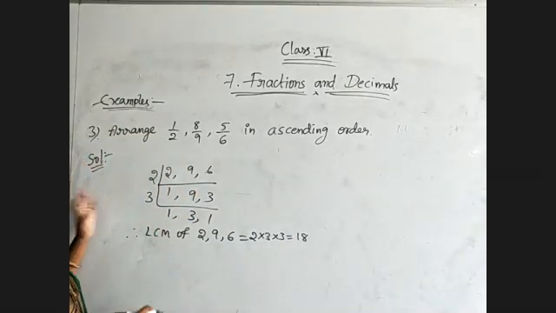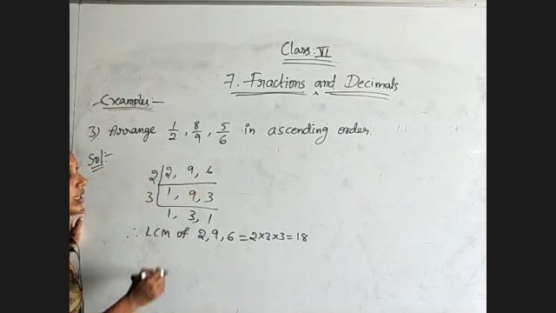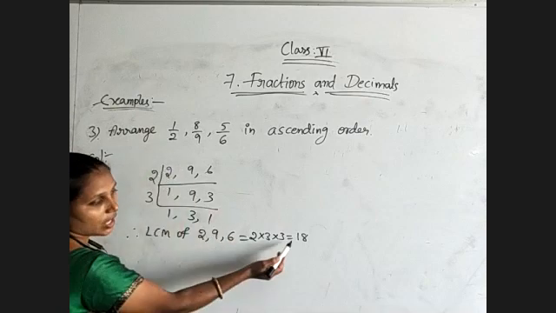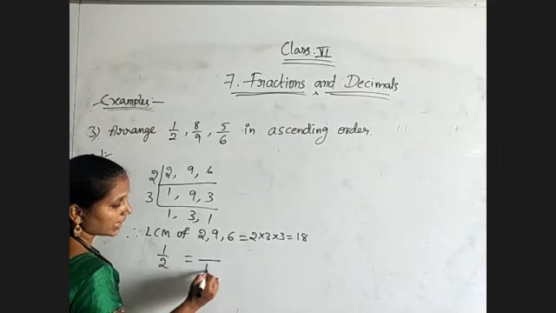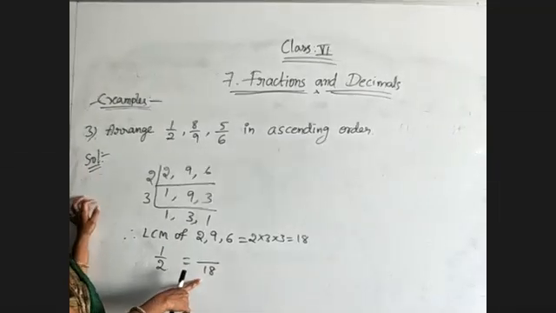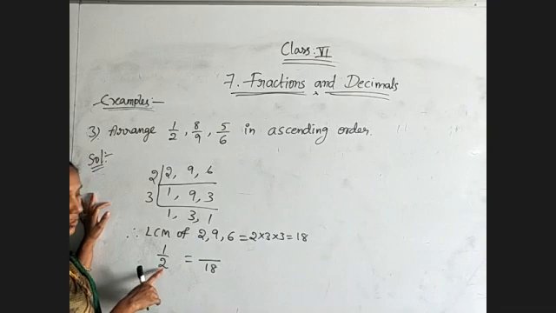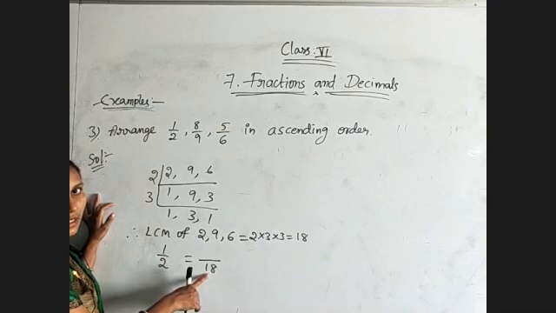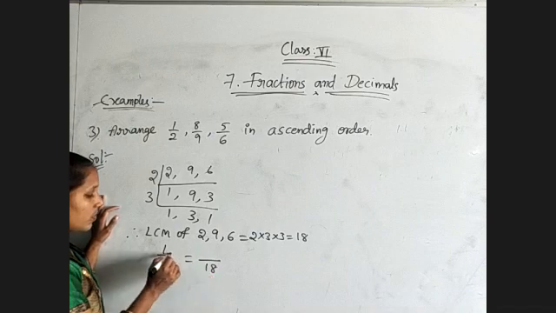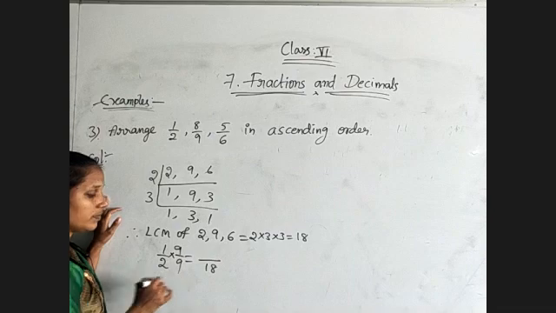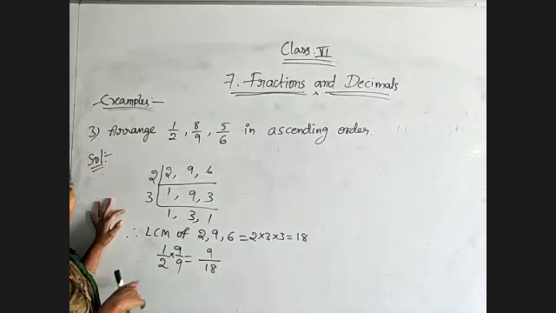18 will be the LCM of these three numbers. Now, convert each fraction with the denominator 18. So, 1 by 2 is equal to its equivalent fraction with the denominator 18. Here the numerator is missing. The denominator's equivalent number is 2. In the 2 table, when you get 18, otherwise divide 18 by 2. 18 by 2 equals 9. So, we need to multiply by 9. 1 nine is 9, 2 nines are 18, that is my first equivalent fraction.